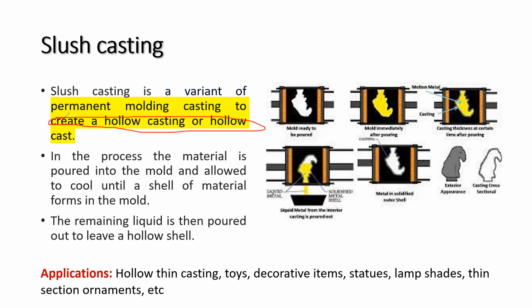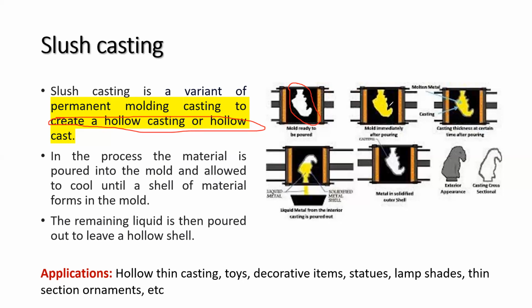In the process, the material is poured. This is the mold. The mold cavity is the negative impression of the product that we intend to create, and the molten metal is poured into the mold cavity. Then it is allowed to cool until a shell of material forms in the mold. Here we can see the mold immediately after pouring. Now the molten metal is completely filled inside the mold cavity.